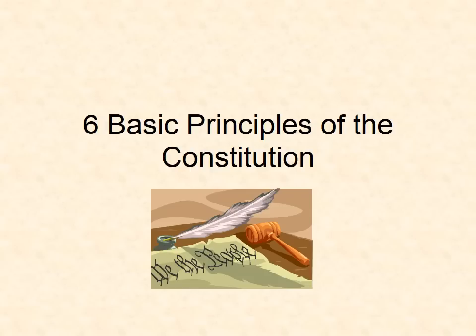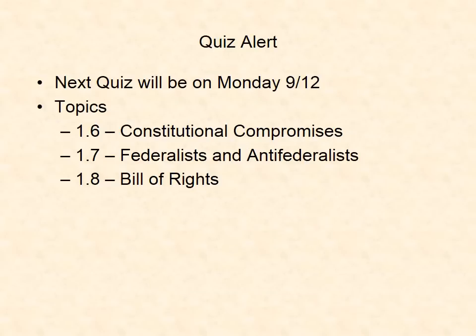Hey guys, tonight we're going to do the 6 basic principles of the Constitution. This is the last objective in this unit, so I know you're both excited and very sad that your test is right around the corner. Your next quiz will be on Monday, and the topics covered again will be 1.6 through 1.8. That's the constitutional compromises, Federalist and Anti-Federalist, and the Bill of Rights. So please make sure that you are prepared for that.